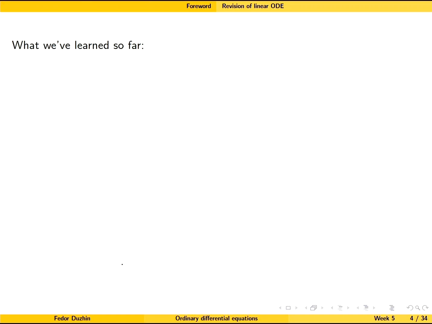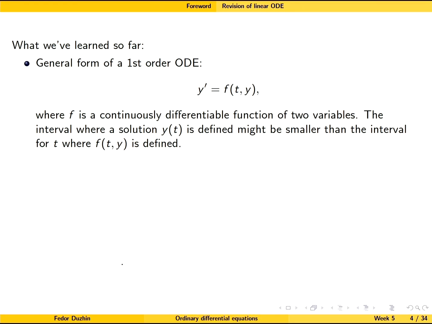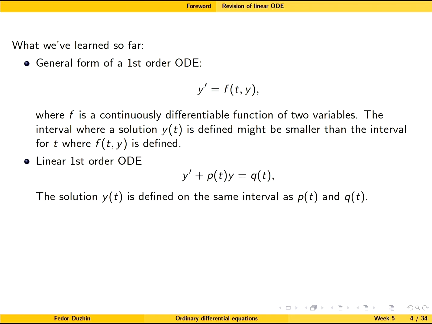Okay, so let's look at what we've learned so far about first order ordinary differential equations. So here is the general form of a first order ordinary differential equation. The left hand side is the derivative of the unknown function, and the right hand side is some expression in the independent variable and in the unknown function. Well, here is the most general form of a linear first order ordinary differential equation. Strictly speaking, it is not exactly in that form, but you can of course rewrite it as y prime equals minus p of t y plus q of t, and then the right hand side becomes f of t, y.